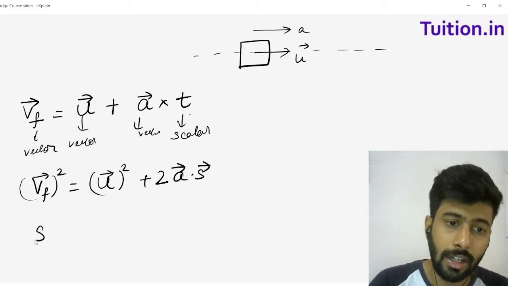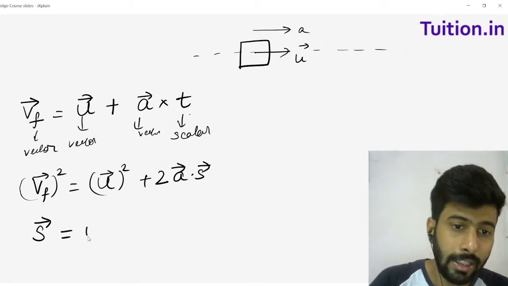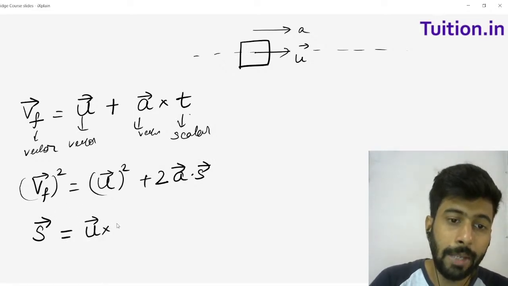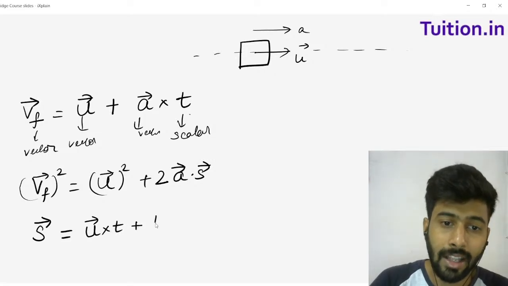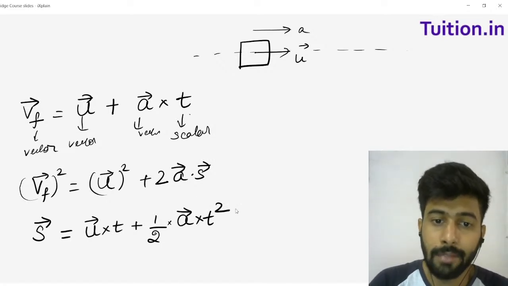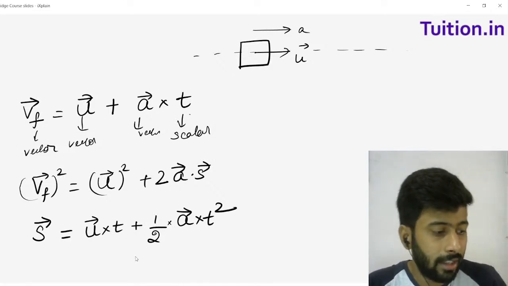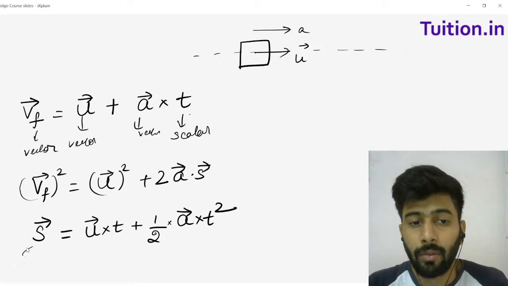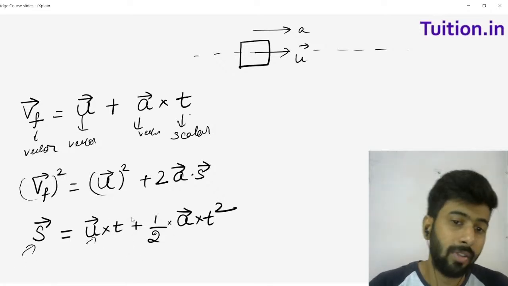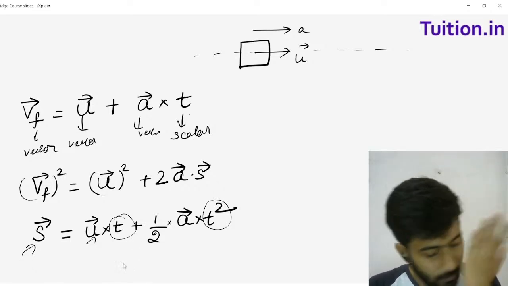Third equation is displacement, which is a vector, is nothing but initial velocity vector into time, which is a scalar, plus half into a bar, which is a vector, into time, which is a scalar, square. Please look at the terms carefully. Whatever is a vector has an arrow on top of it. Whatever is a scalar does not have an arrow.